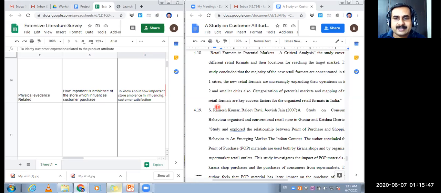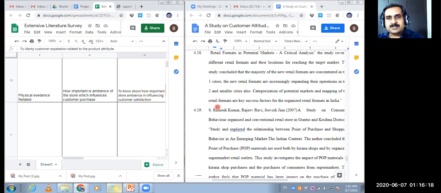It will create the background of your entire research project report, and you'll conveniently be able to identify your objective, and on the basis of your objective, again, you are going to devise your questionnaire. So these are interrelated processes. Once you have done your extensive literature survey, you will be able to identify your gap. Once you have identified your gap, you are going to identify your problem. Once you have identified your problem, you will be able to identify your objective of the entire research project report.